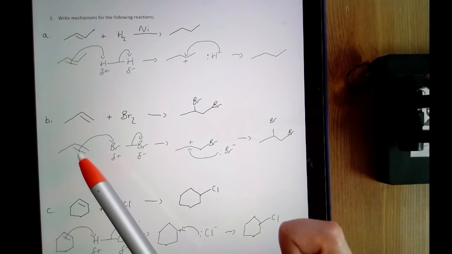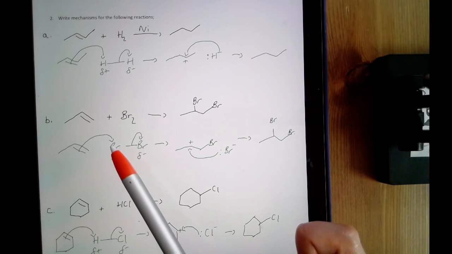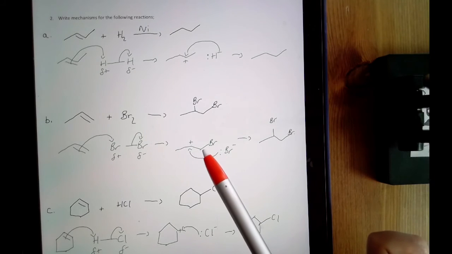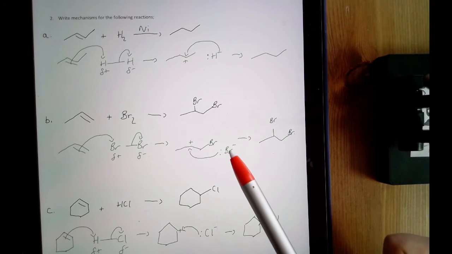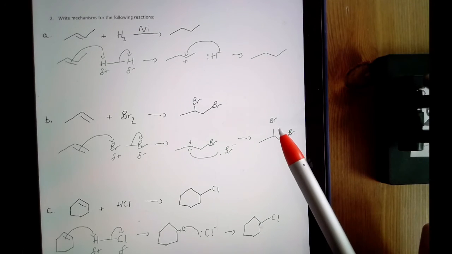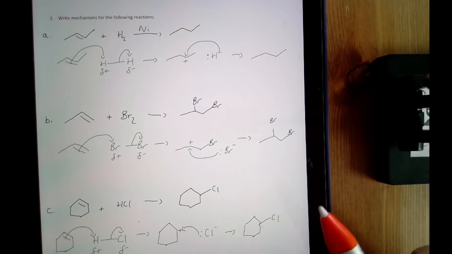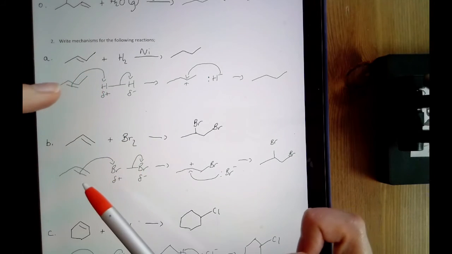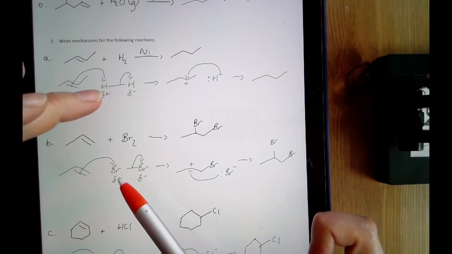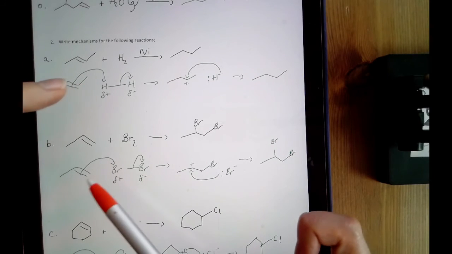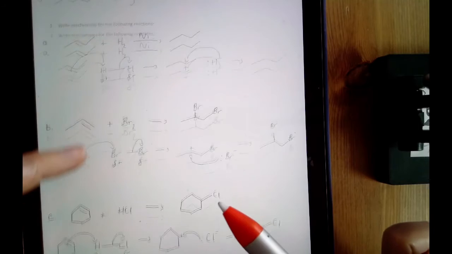So again, I've got my alkene attacking my bromine. That bond breaks. We've got one bromine on one carbon, a positive charge on the other, and then the bromine with a negative charge comes in to attack to form this as our product. Again, it's always the atom closest to the double bond that gets the delta positive charge. So these are non-polar molecules, but the atom closest to the alkene becomes delta positive.